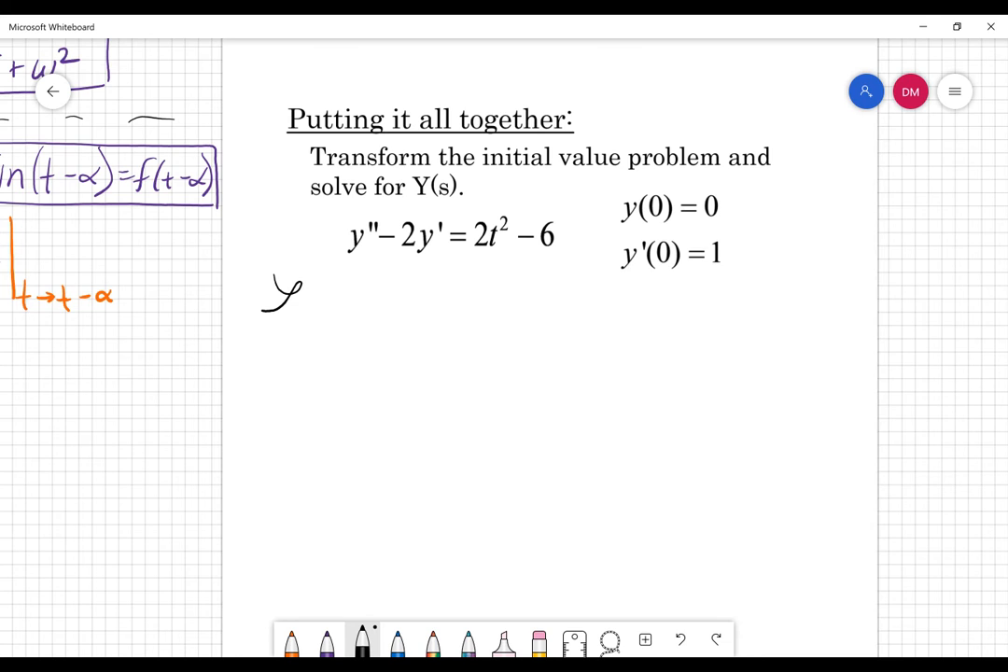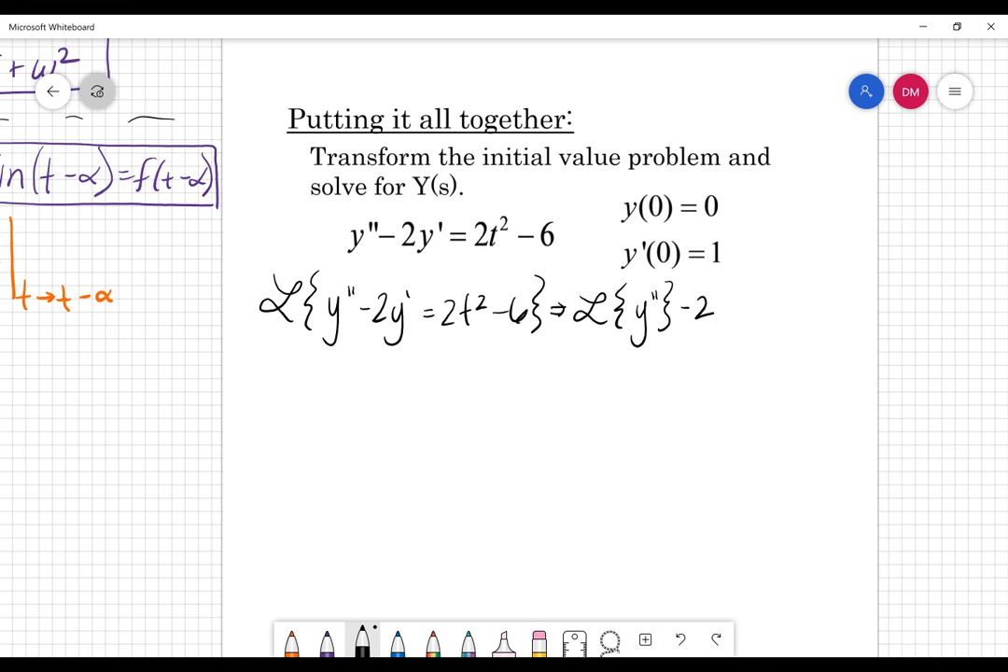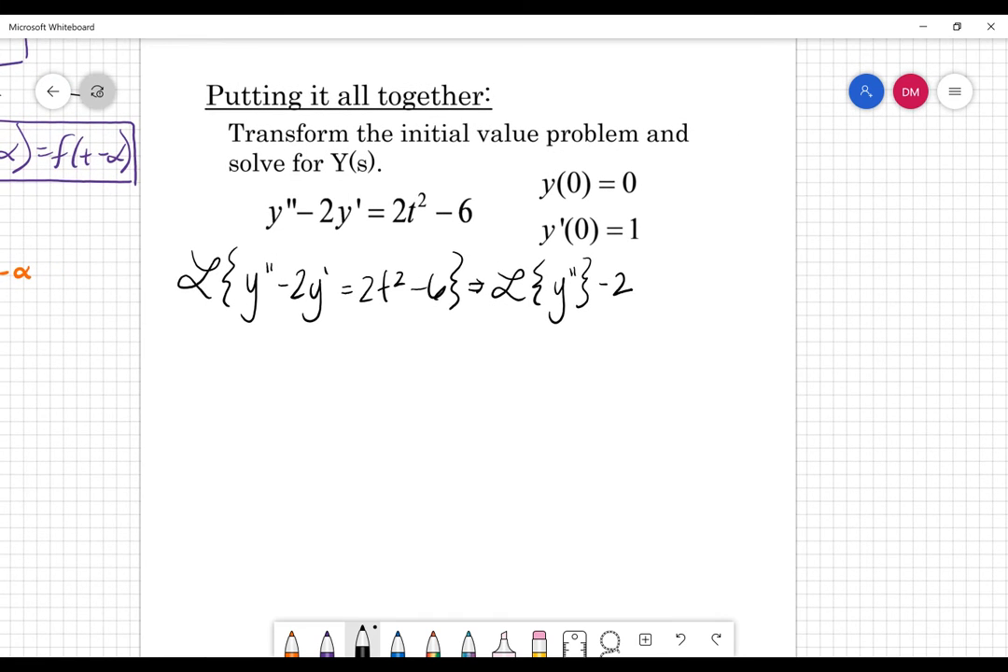So the way we do this is we take the Laplace of the whole thing, y double prime minus 2y prime equals 2t squared minus 6, where essentially what we are doing is we are taking the Laplace of each individual term. So we take it of y double prime minus the constant 2. We can pull out our constants, 2 times the Laplace of y prime.